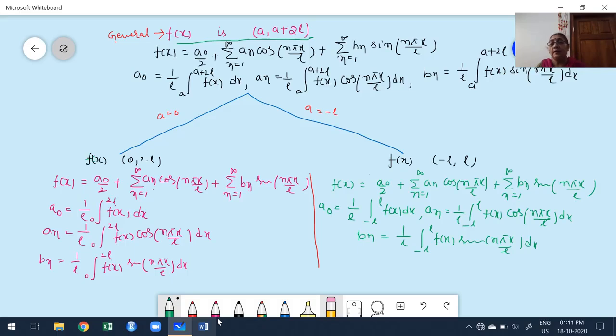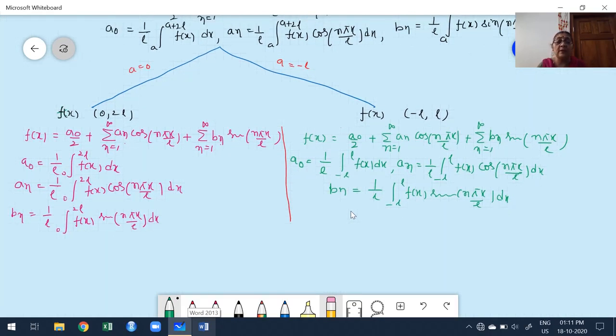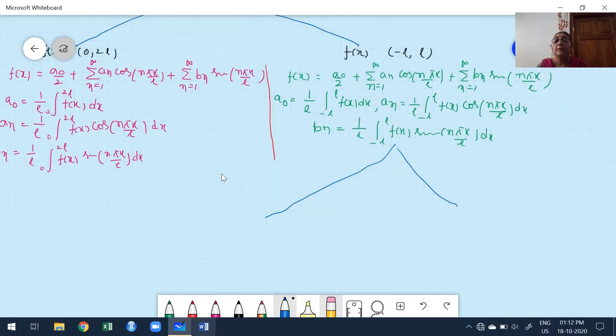In the next step, suppose the function is defined in negative to positive limits. There we have two subcases. What are the two subcases we consider based on this? I'm recalling the entire thing in the flow chart. Here, in one subcase, f of x is even. Here, f of x is odd. Suppose f of x is an even function.